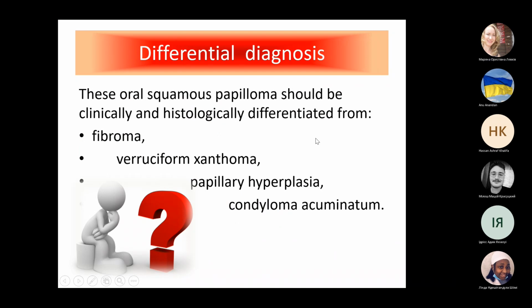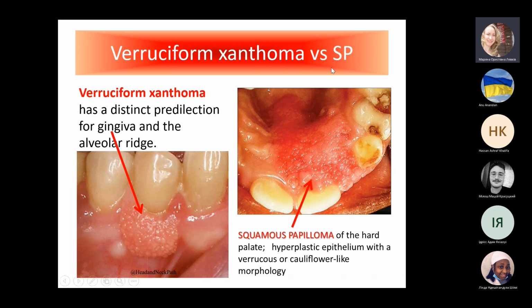Differential diagnosis. So oral squamous papilloma should be clinically and histologically differentiated from fibroma, verruciform xanthoma, papillary hyperplasia, condyloma acuminatum. Verruciform xanthoma versus squamous papilloma. Verruciform xanthoma has a distinct predilection for the gingiva and the alveolar ridge only. On the opposite, squamous papilloma can be on the hard palate. It is hyperplastic epithelium with a verrucous or cauliflower-like morphology.